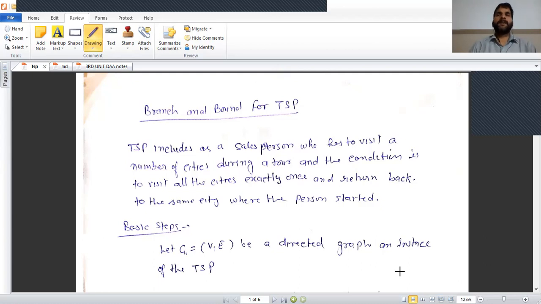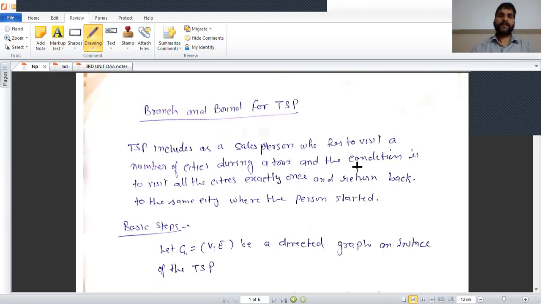The traveling salesman problem has already been discussed in the dynamic approach and solved with the help of the greedy approach. Now, here we discuss the traveling salesman problem solved using branch and bound. The salesman visits all nodes exactly once, returns back, and finds the minimum optimum path.